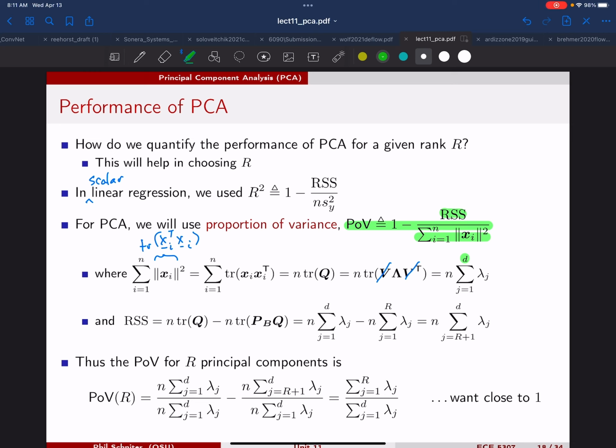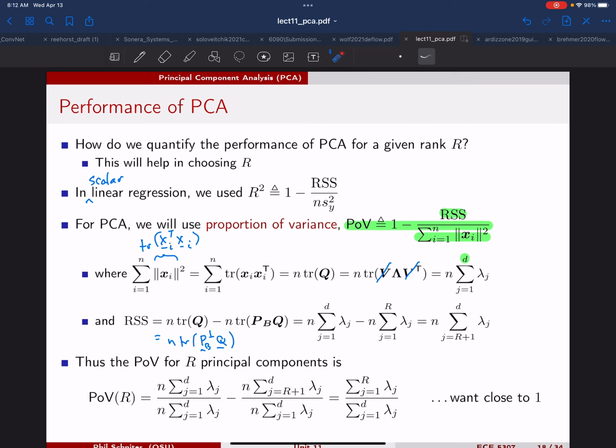Now when you look at RSS, remember that RSS is n times the trace of Q PB perp. Oh, sorry. We're usually writing it the other way, although it's equal in both cases. Okay, so it's PB perp Q like this. Remember that PB perp is I minus PB. If I substitute that in and use the linearity of the trace, we get this. And we just saw that this quantity above equals this, so we can write that here. And then we just have to deal with this quantity.